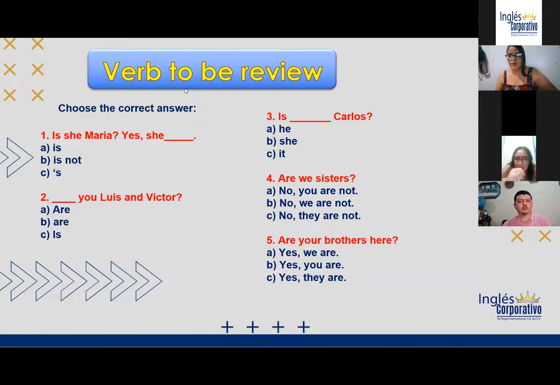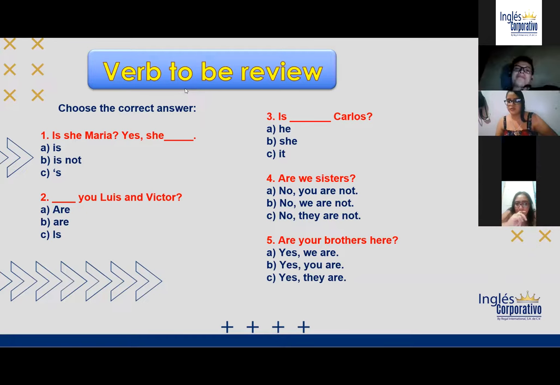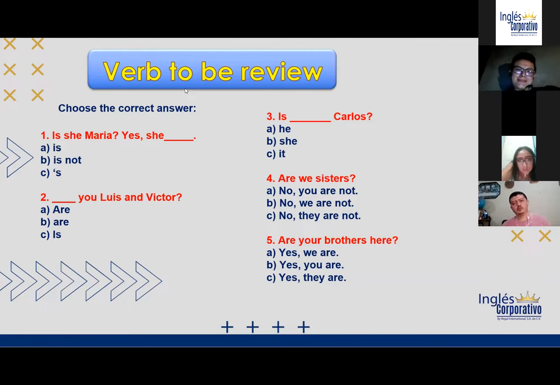Letter A. Oh, no, we are not. B? Letter B, teacher. No, we are not. So letter B. Yes, so are we sisters? No, we are not. Very good. And number five? We are not. Are you brother here? Yes, we are. Okay, very good.